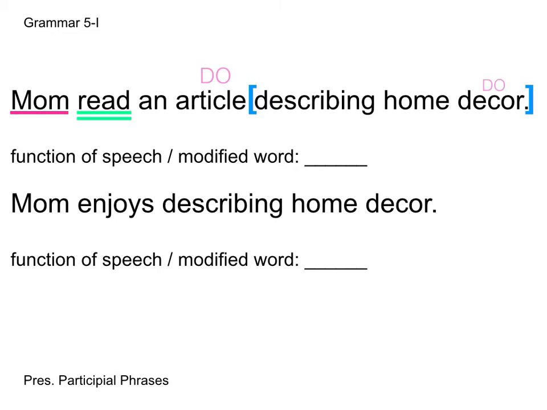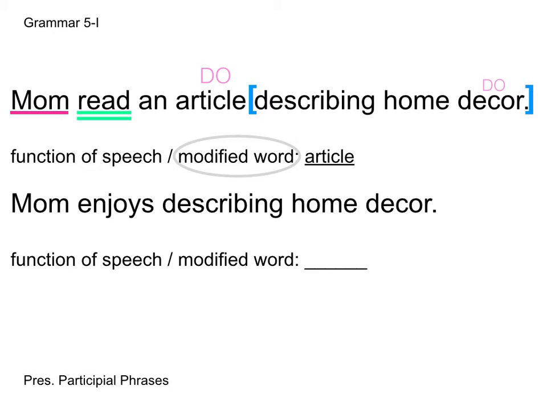So now that we've identified all the parts of this sentence, we can go ahead and circle modified word, and the modified word is article. That is the thing being described by the participial phrase. Now we can go on to the next sentence.